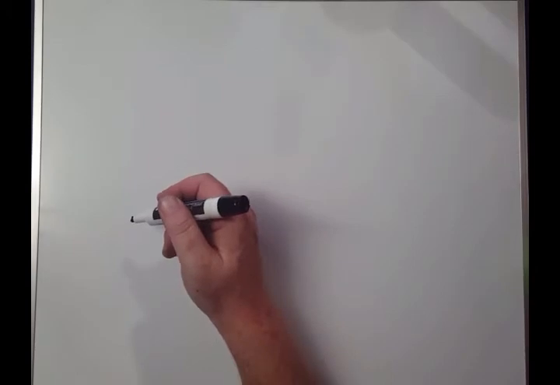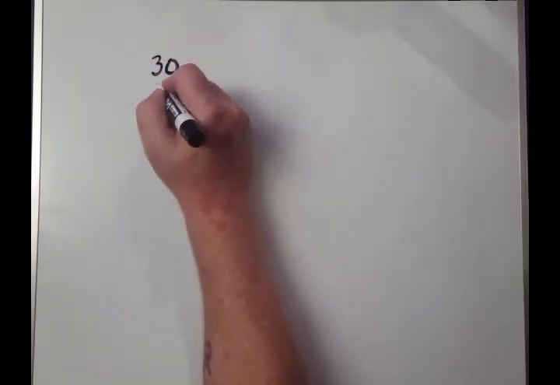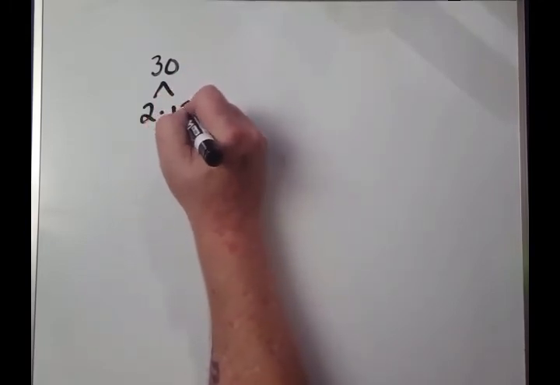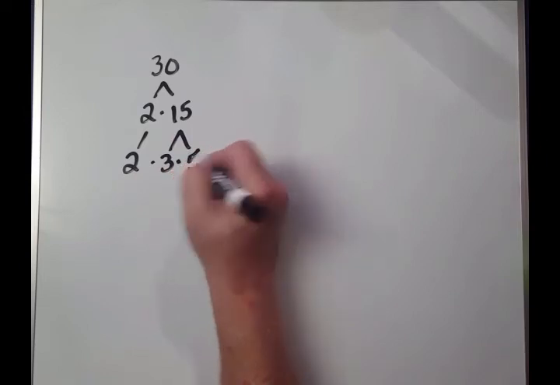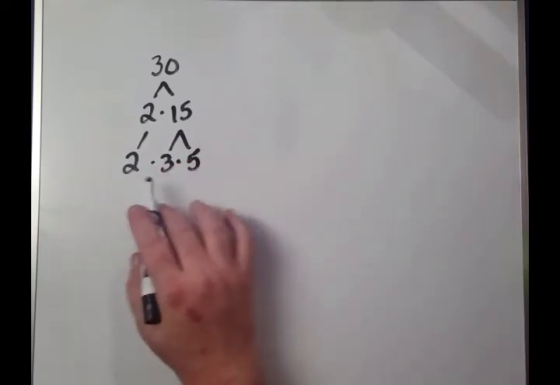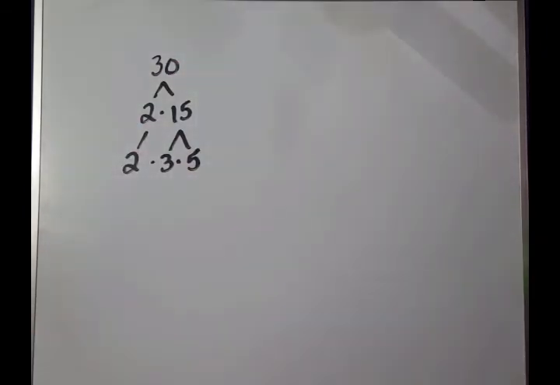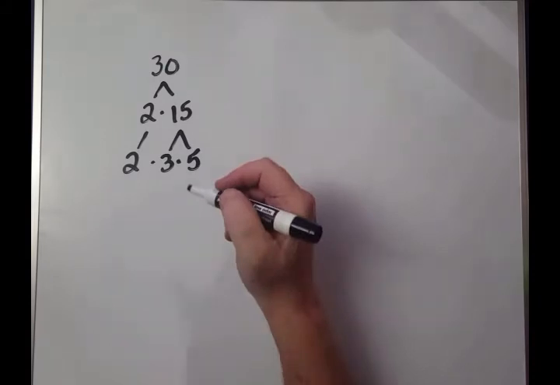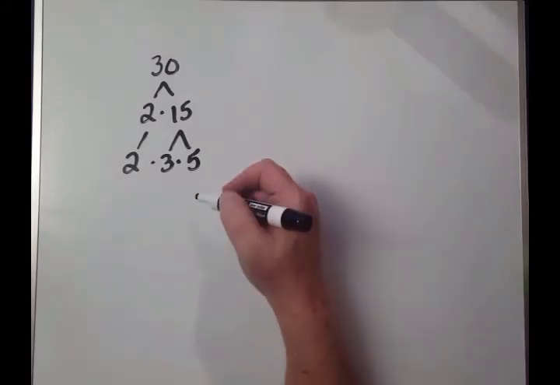Factoring is unmultiplying, just like my 30. I factored it, didn't I? I prime factored it all the way down into this factored form, 2 times 3 times 5, so I could see all the pieces that multiply together to give me 30. Well, then what would it mean to factor a polynomial?